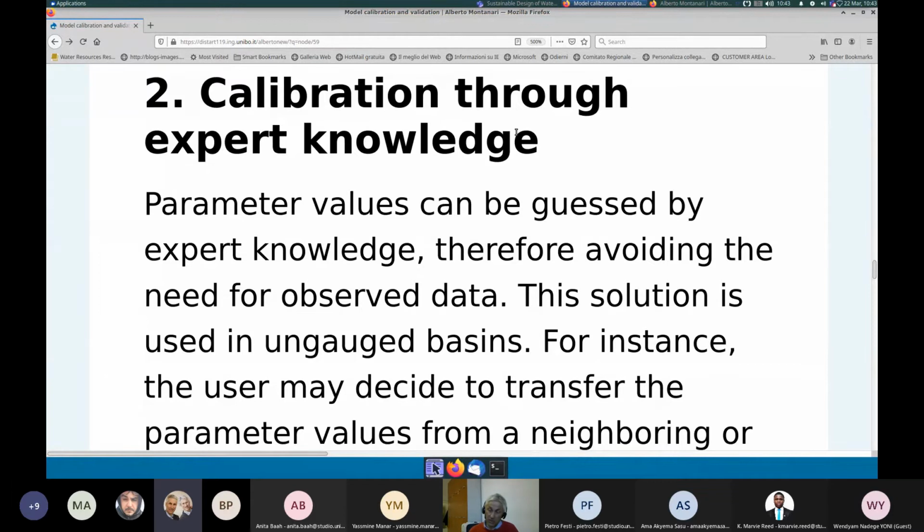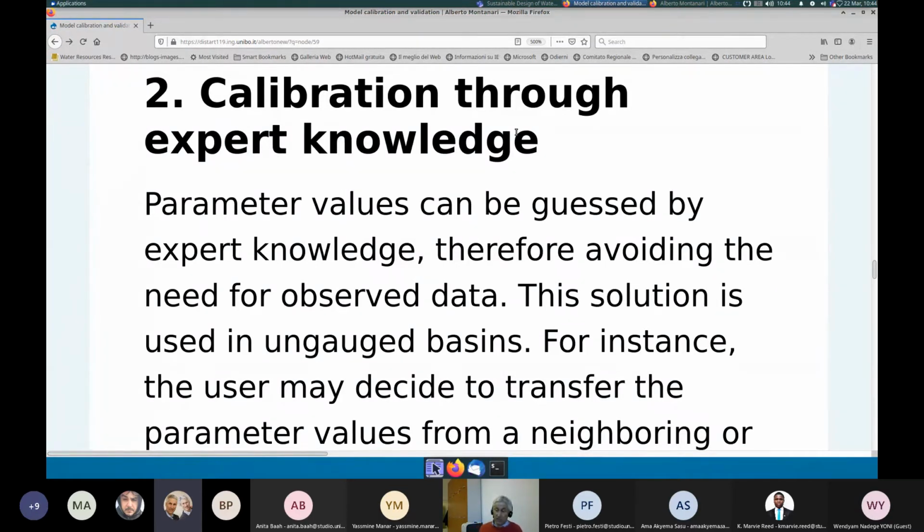The option may be, for instance, to refer to a neighboring catchment, which is very similar. Again, hydrologic similarity. So if the neighboring catchment is very similar, then we can say that the parameters for the neighboring catchment can be transferred to the catchment of interest because they have similar climate, similar size, similar reaction to rainfall, etc. And then we may simply transfer the parameters.